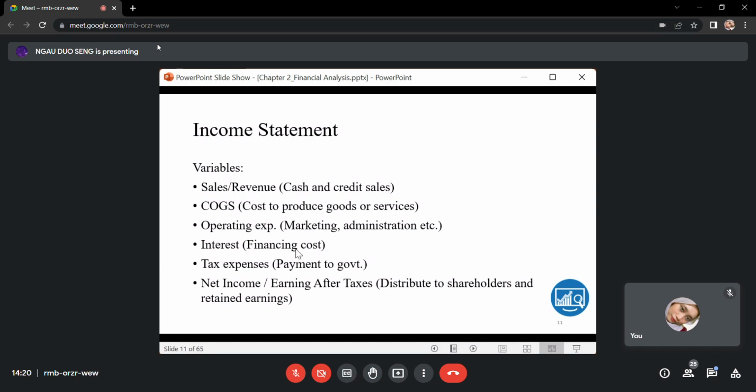Then interest, financial cost, this one you pay to the bank. Then tax you pay to the governments. Next, last one, net income atau kadang-kadang kita panggil dia earning after taxes lah. So net income dia ada dua kegunaan. Satu, distribute to shareholders, and another one is retain earning.